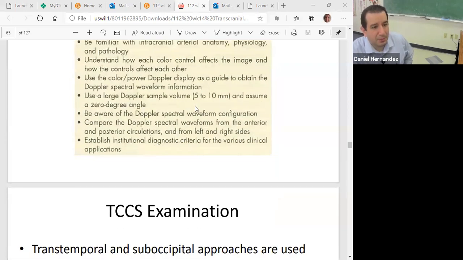Be aware of Doppler spectral waveform configuration. Compare the Doppler spectral waveforms from the anterior and posterior circulations and from the right and left sides. So we're comparing our right and left as well as our anterior and posterior circulations. Because remember, if we have an issue in the posterior circulation, we can have compensatory flow from the anterior circulation, or we can have compensatory flow from the contralateral side. And we want to establish institutional diagnostic criteria for the various clinical applications.